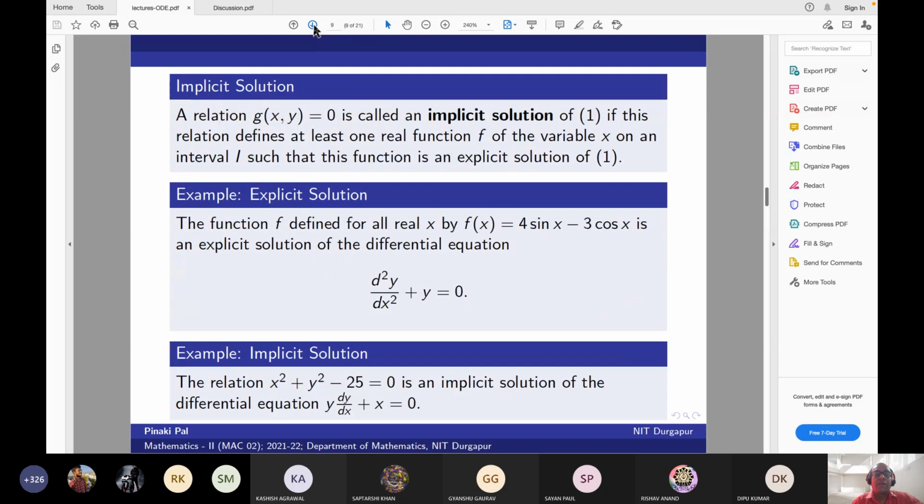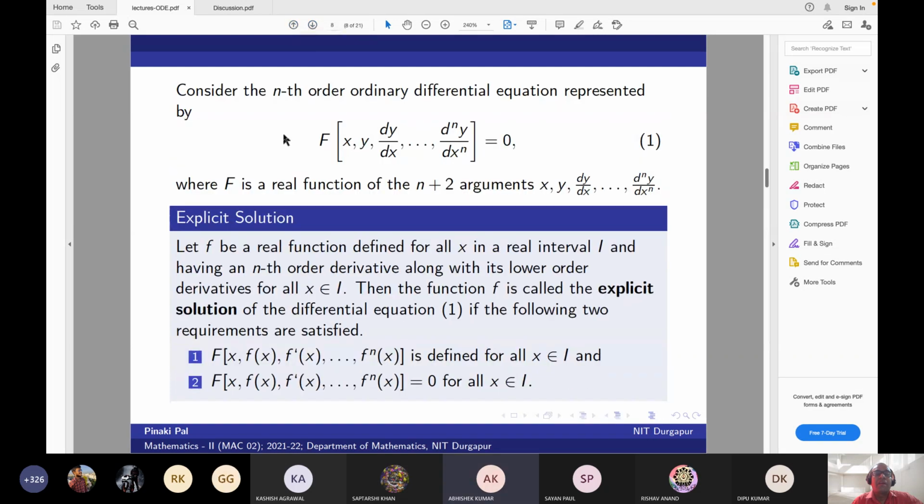Sir, if an inverse function is directly given in the question, then is the degree defined or not? Sir, like dy/dx equals cos inverse x plus y, something like that, then is the degree defined? Degree is defined in that case.